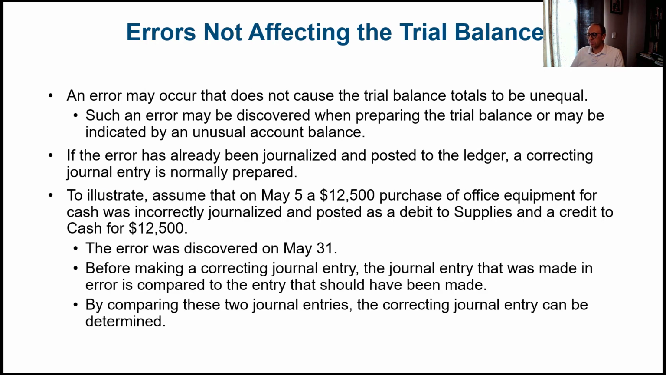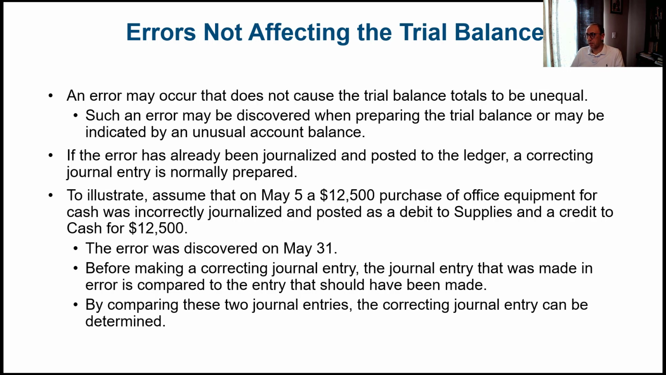There are errors that can exist on the trial balance, but we don't see them because they don't affect the trial balance. So an error may occur that doesn't cause the trial balance totals to be unequal. Such an error may be discovered when preparing the trial balance or may be indicated by an unusual account balance. So we notice that an account balance is inflated, like it's too large or too small. In this case, we can identify that there's something wrong here. If an error has already been journalized and posted to the ledger, a correcting journal entry is normally prepared. So let's see an example.